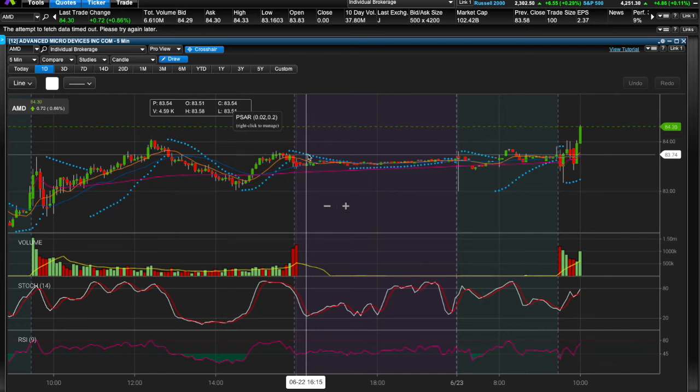Bulls and bears fighting over it right now. Let's go, baby. Up 70 cents. Can we hit 85 today and get out of this AMD trade?